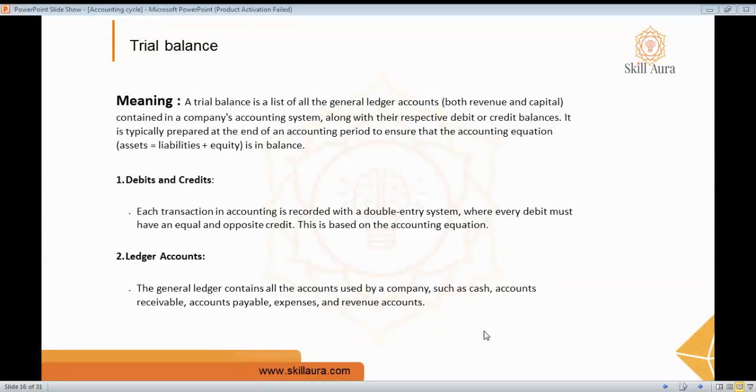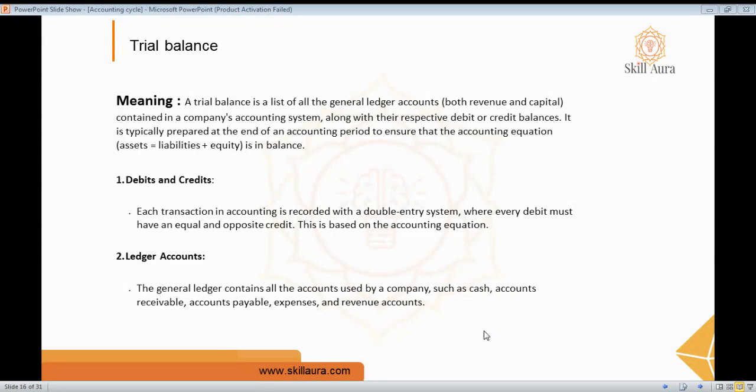And let's know what are the things involved in this trial balance. The first one is debit and credit. Here each transaction in accounting is recorded with the double entry system, where it says that debit must always be equal and opposite to the credit. So it is based on the accounting equation.